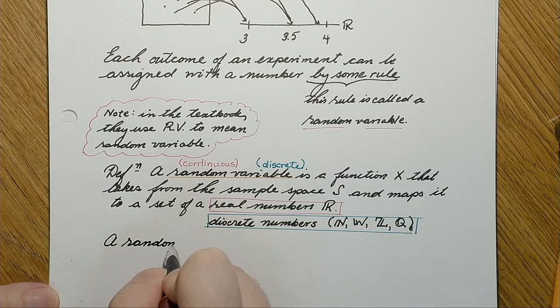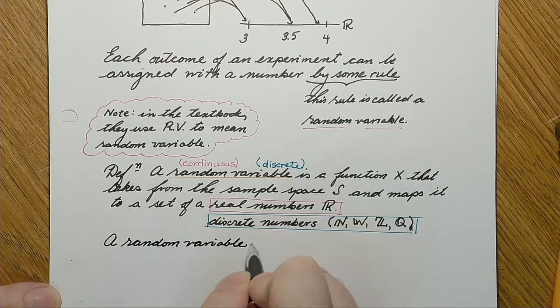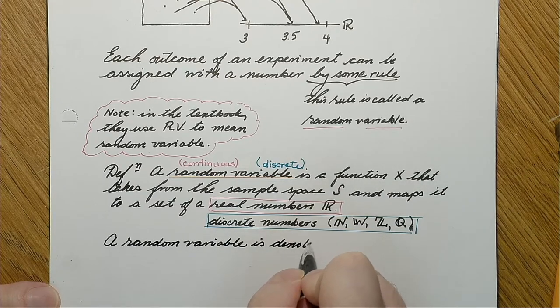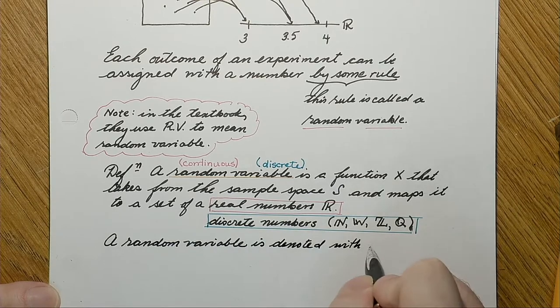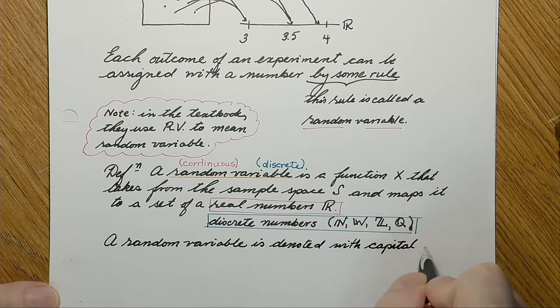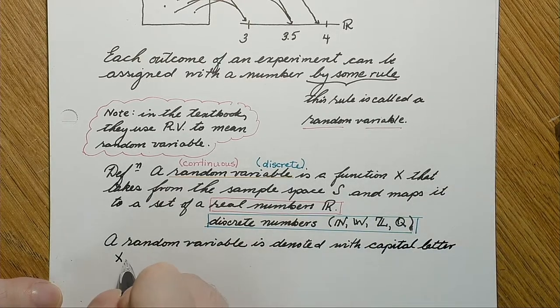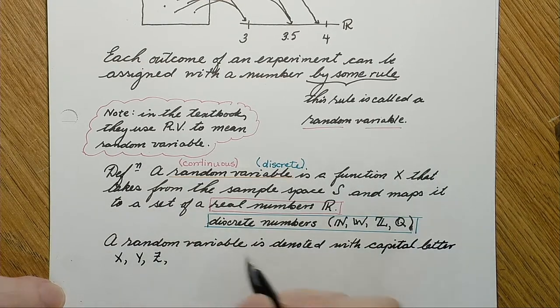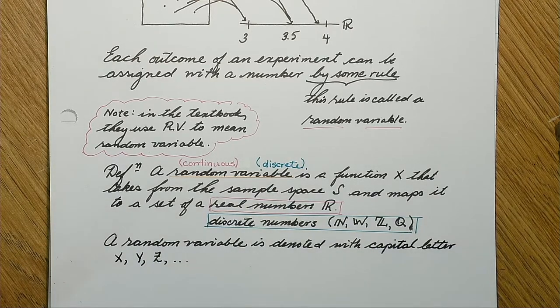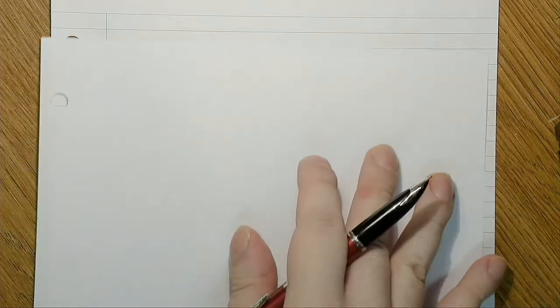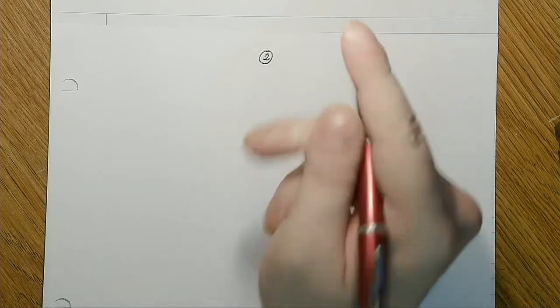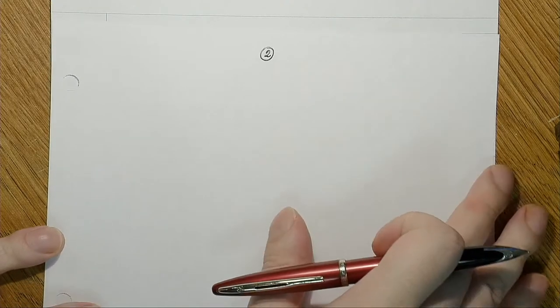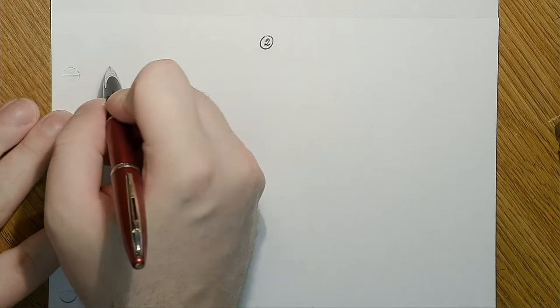And a random variable is denoted usually with a capital letter. Like X, Y, Z, so on and so forth. So far, so good. So what we'll do is I'll give you the example, here is number 2. So here's our example that we're going to use.